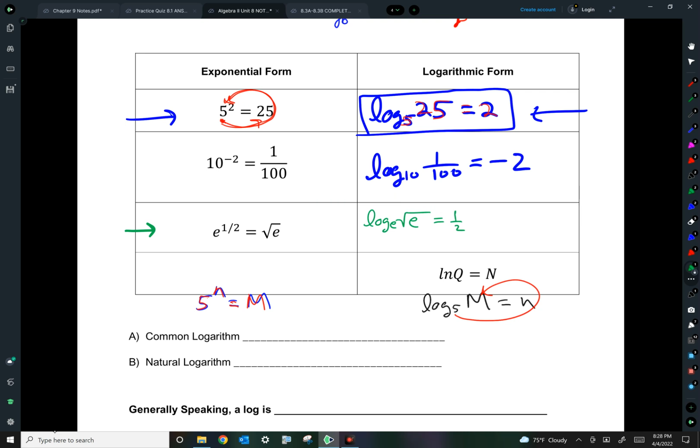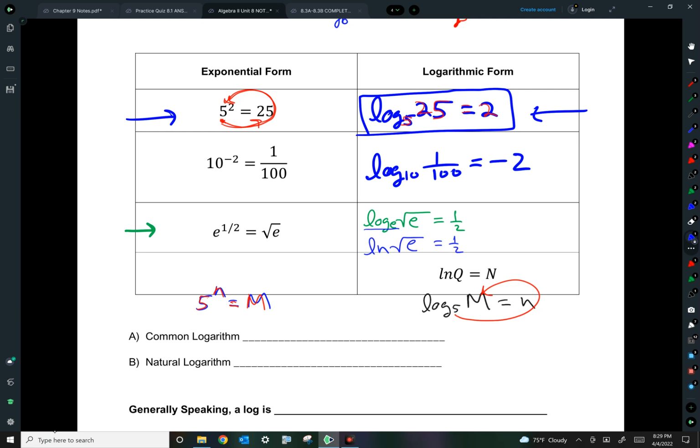But here's the thing, anytime we have log base e, that gets its own special notation. Remember how before we said e is a special number, just like pi was a special number? So a base of e gets a special notation. Instead of saying log base e, you can just say ln, and that means natural log. So anytime you see ln, that means log base e. So this could be written as the natural log of the square root of e equals 1/2.